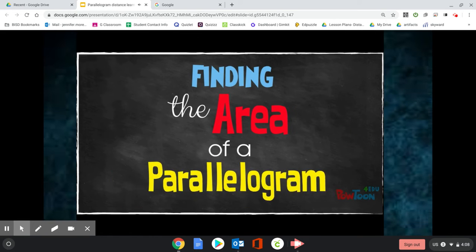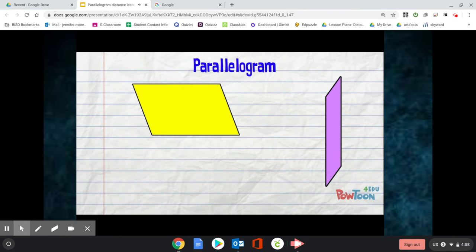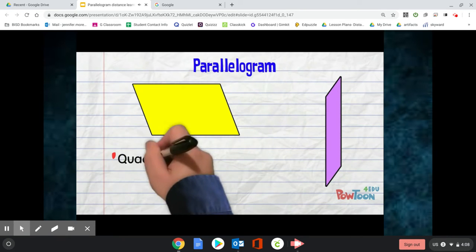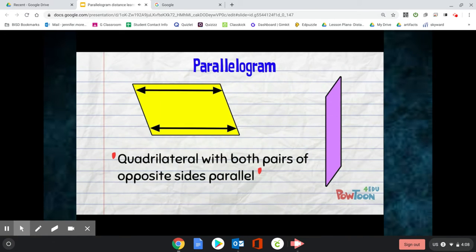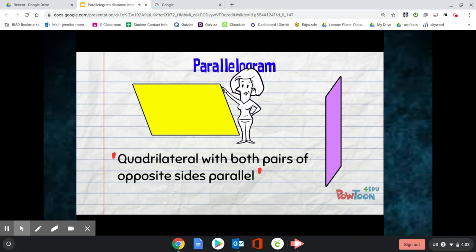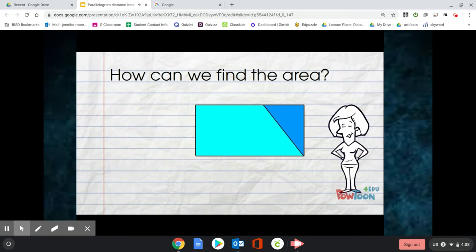Finding the area of a parallelogram. This is a parallelogram, so is this. A parallelogram is a quadrilateral with both pairs of opposite sides parallel. It looks a bit like a rectangle that's been nudged over. How can we find the area of a parallelogram? Well, don't be put off by the sloping sides, because here's a way of thinking that's going to help you. If I cut a triangle off this side and move it over to this side, we get a form that is so much easier to work with.